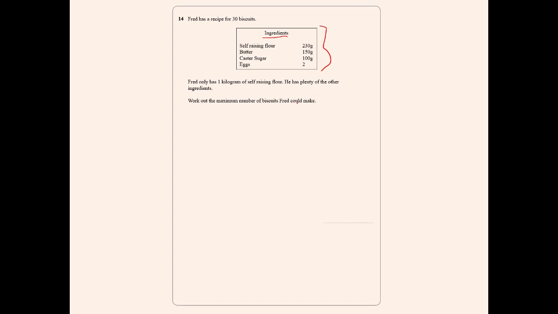So over here we can do a ratio table or like a bar. Prefer it this way, so at least you can see what's going on. So 0 grams and 0 number of biscuits. So 230 grams makes 30 biscuits. That's the information given in the question. So 230 makes 30 biscuits.